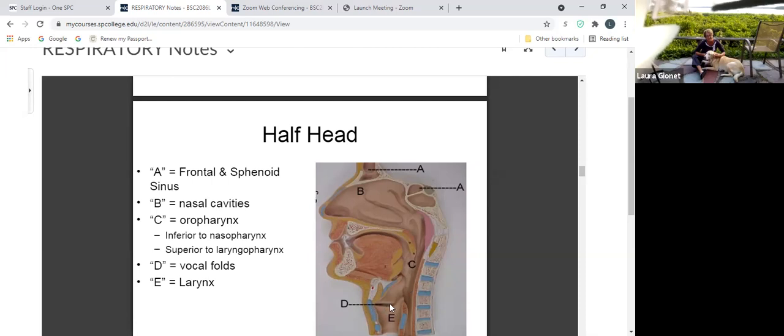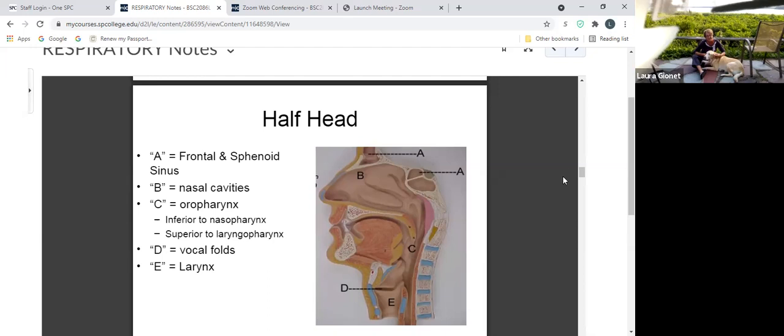D represents the vocal cords or the vocal folds within the larynx. You're in the larynx when you have the blue hyaline cartilage to the anterior and posterior surface here. So that's some anatomy pointed out on that picture.